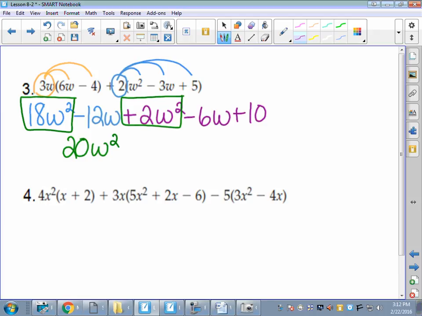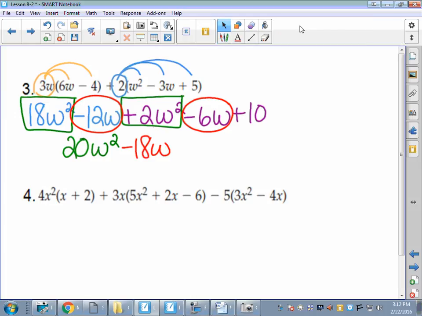I've got a negative 12w and a negative 6w. This is why we did section 8.1 first, so that we would know how to combine these like terms. So negative 12w and negative 6w is negative 18w. This little 10 doesn't have anybody to combine with, but we still are going to stick him on the end of the answer, so plus 10 for our final answer. So 20w squared minus 18w plus 10.